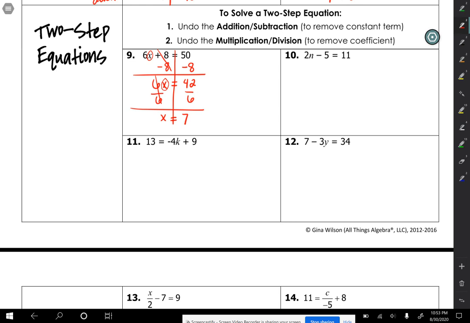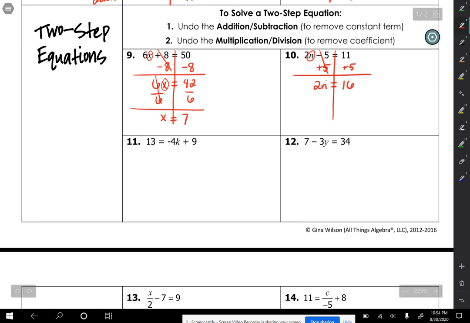Number 10, again, make a habit of drawing your line down the middle and circling the variable we're trying to solve for just to keep ourselves focused. So 2n minus 5 equals 11. First thing I need to do is to get this -5 to move. I need to get it to go away, to go to the other side. The opposite of -5 is +5. We're going to do that to both sides. Just keep it balanced. Those cancel out, leaving me with 2n equals 11 plus 5 is 16.